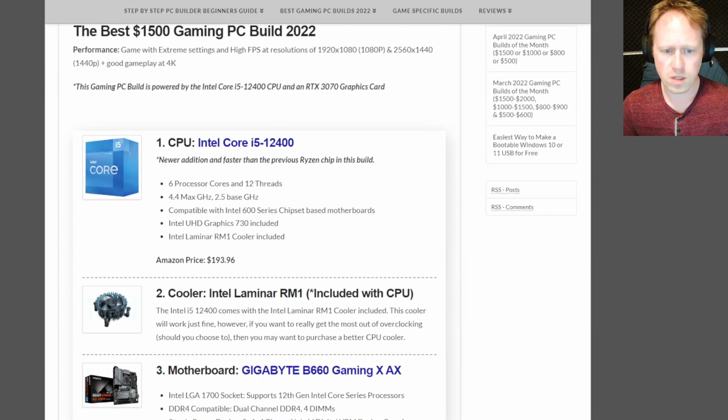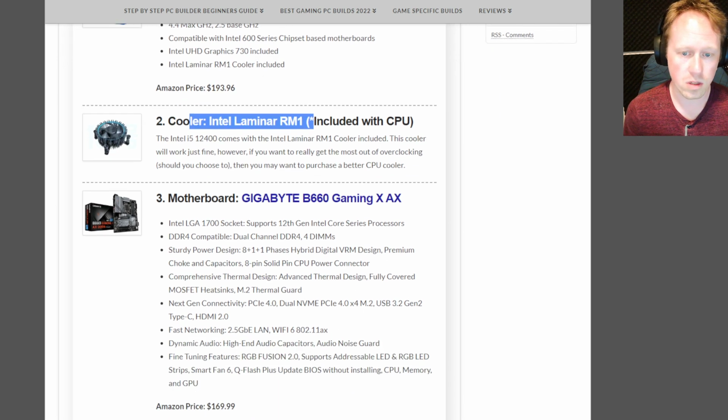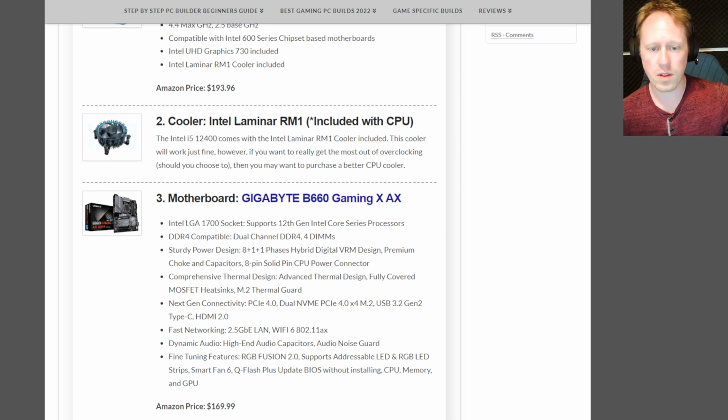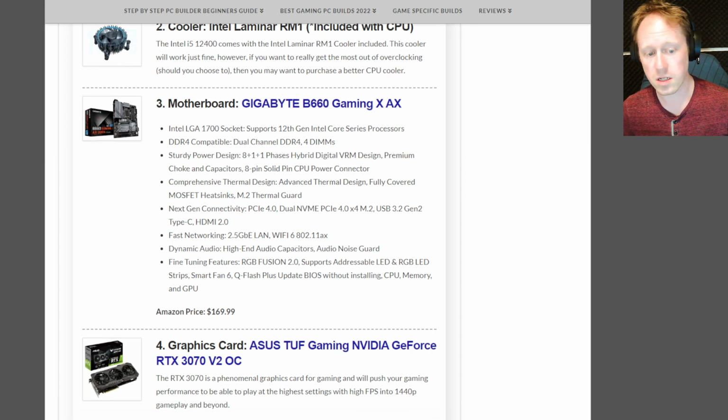build. For this month, the CPU for the $1,500 build is the Intel Core i5-12400, coming in at $193.96. We include the stock cooler with this one, which is the Intel Laminar RM1 stock cooler, but we do recommend that you upgrade to another air cooler, and you can probably do so for about $30, or you can go higher than that. We do have some upgrade suggestions on the website if you visit newbcomputerbuild.com for each of these builds, if you do want suggestions for those. The motherboard here is the Gigabyte B660 Gaming X motherboard for $169.99.